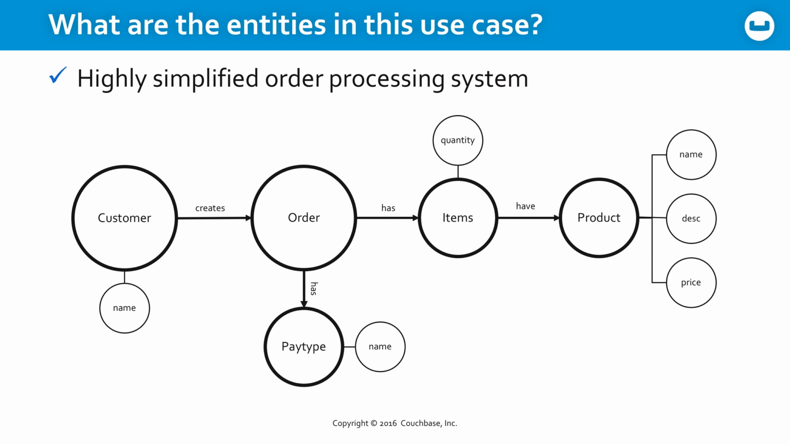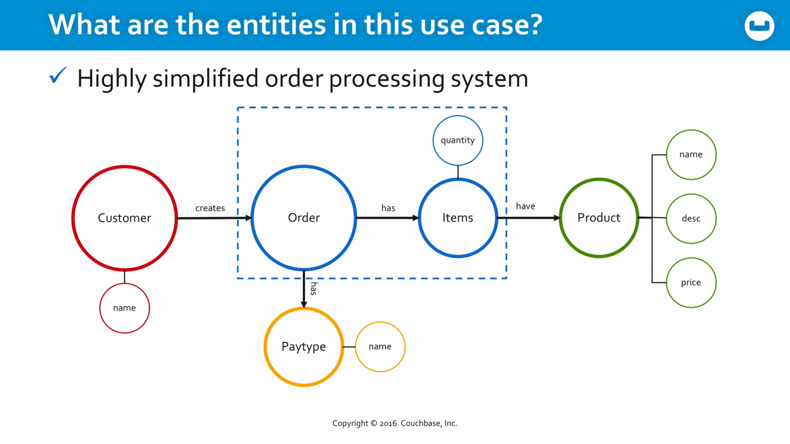Now, each of these has various attributes associated with it, like a product has a name, description, and a price, and each row in the order, each one of the items, has a quantity associated with it. Customer and pay type each have names. So who are the actors in this particular system? Is each one of these, customer, order, items, product, and pay type, an actor?